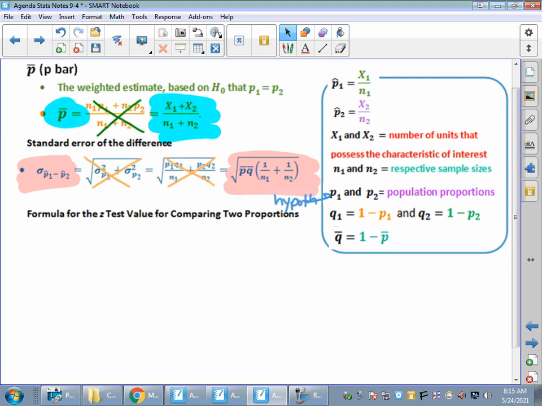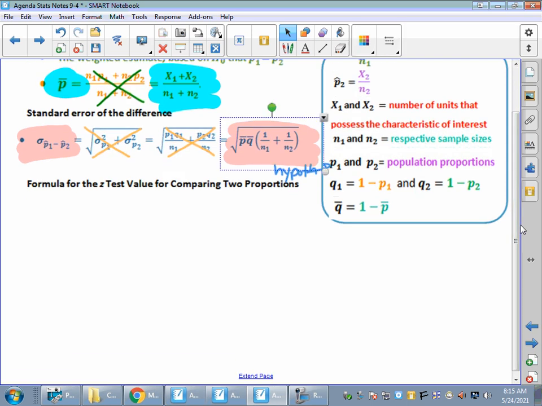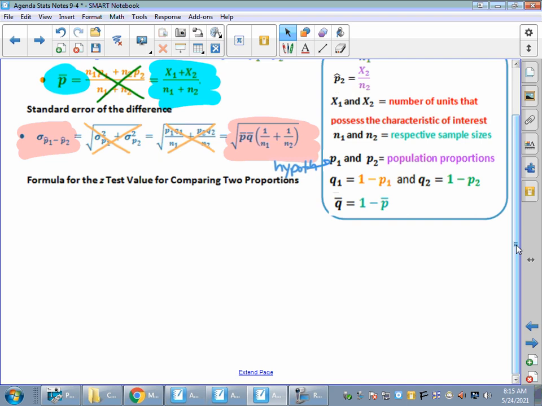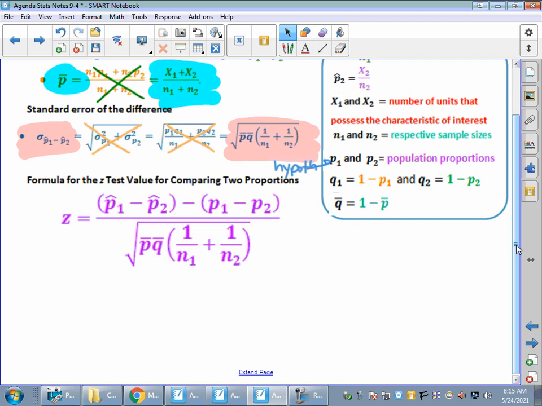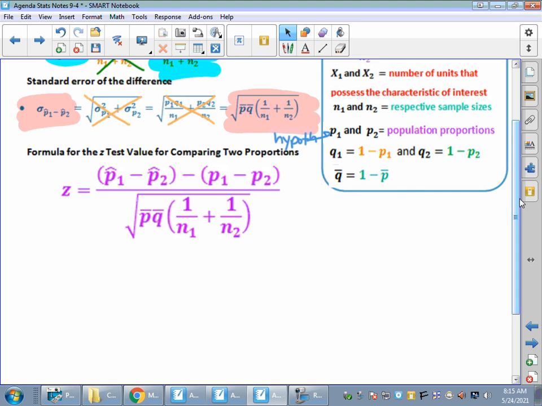We're going to calculate some stuff over here on the side, including P bar, because remember, P bar shows up in this formula right there. So let me put this up here and then we can talk. So here's our Z test value, or our test statistic. This is what we use to compare to our critical value so that we know if we're going to reject or not reject. So P hat 1 minus P hat 2.